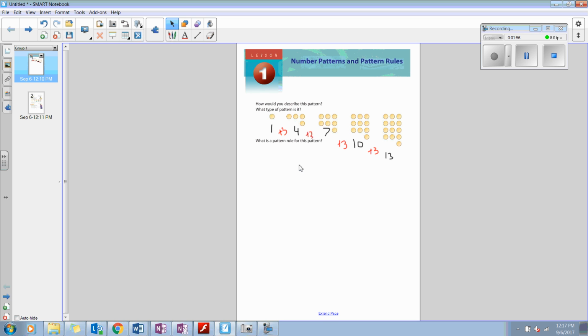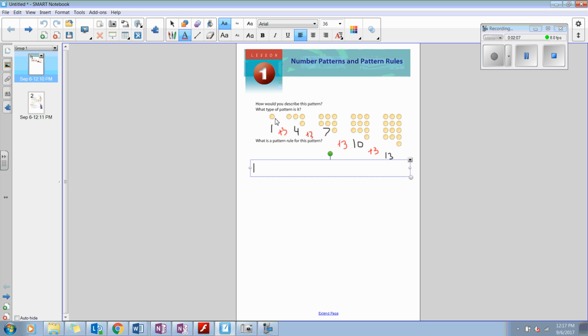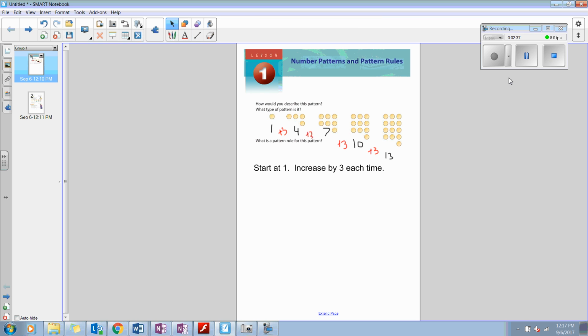So I want to talk about what the pattern rule is for this pattern. When I'm talking about a pattern rule, I want to write down where my pattern starts. My pattern starts with 1 counter, so I would say start at 1. Then I'm going to increase my pattern by 3 each time. So start at 1 and increase by 3 each time. I now have an increasing pattern that increases by 3 each time. That is my pattern rule.